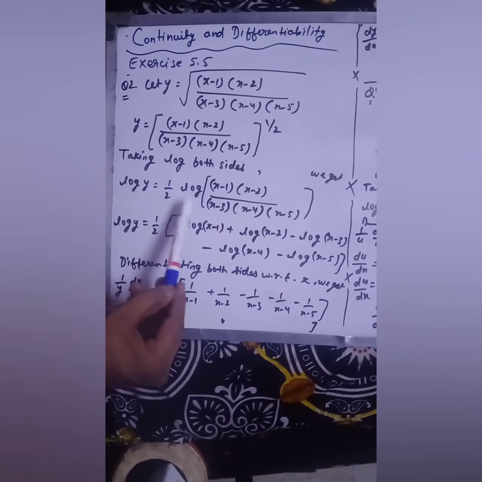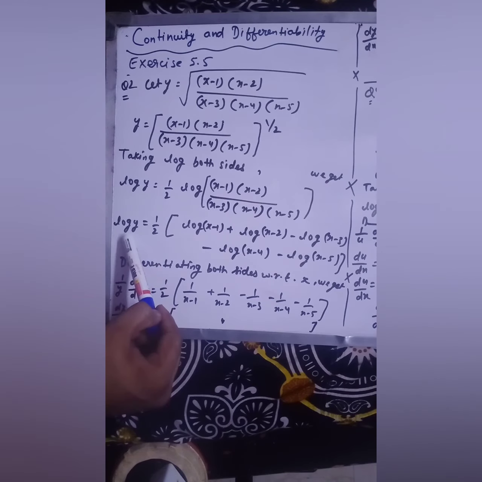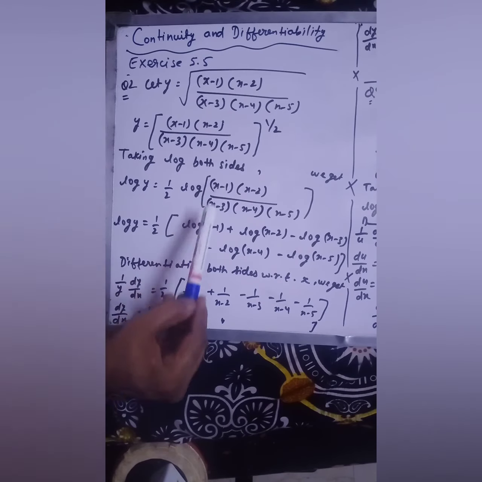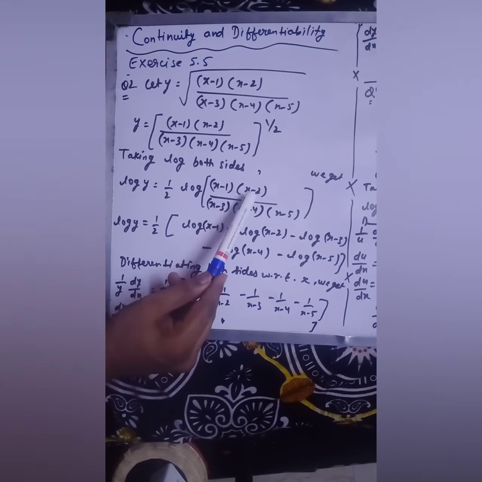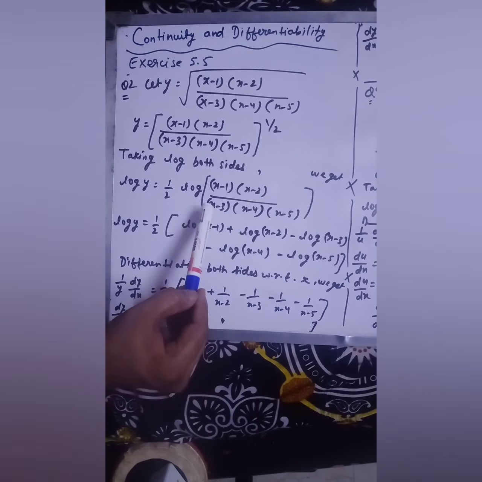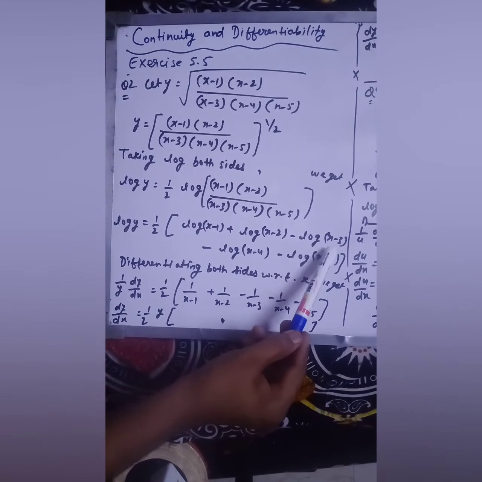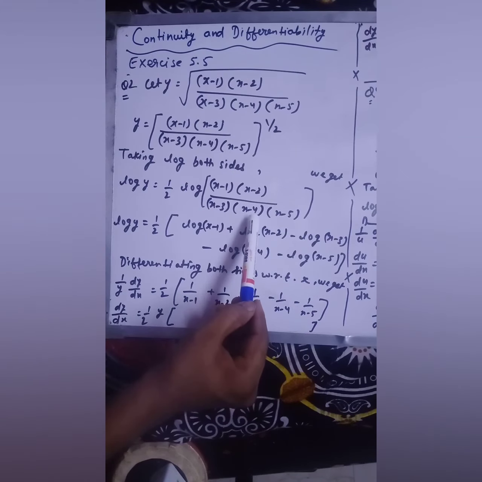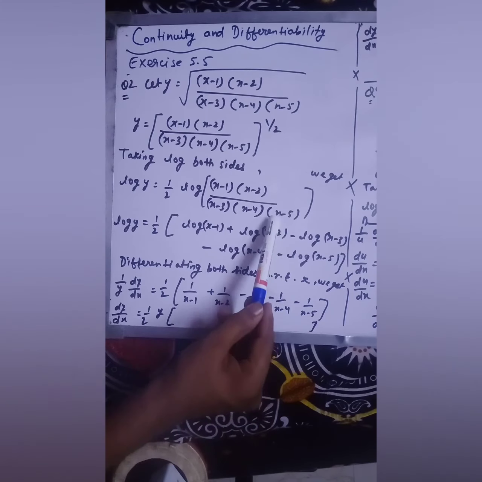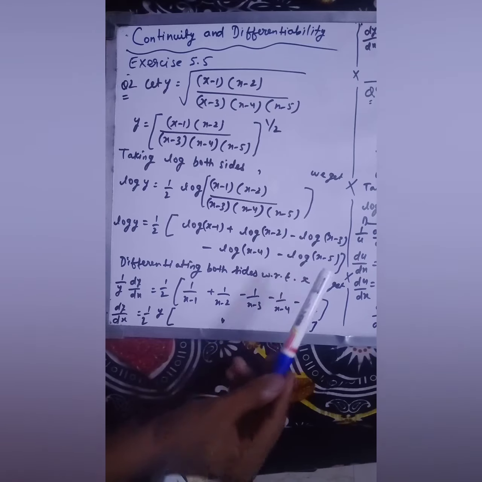So after this step, log y will remain the same, half and half will remain the same, bracket open. This would be log (x-1), and (x-2) is multiplying, so plus log (x-2). This (x-3) is in denominator, so you have to write minus log (x-3). Again (x-4) is in denominator, so it would be minus log (x-4), and this would be minus log (x-5).